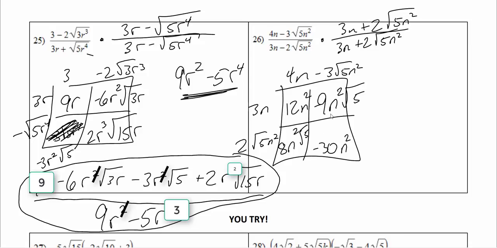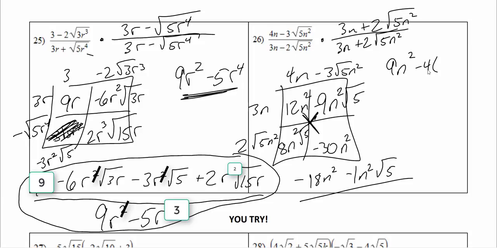So that's actually a really nice one. I can combine those two together. That gives me a -18n squared, and then I can combine those two together, which gives me a -1n squared root 5. Over what? The F, 3n times 3n is 9n squared. -2 times 2 is a -4, but then all of that times a 5n squared. Okay, a 5n squared there.